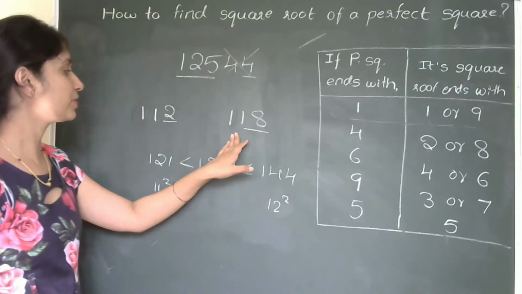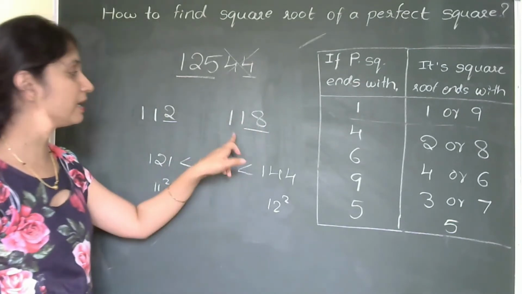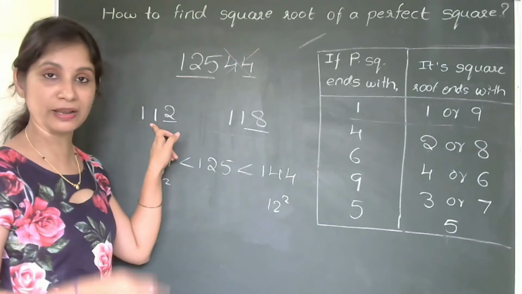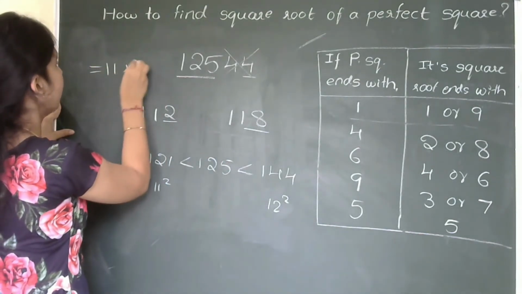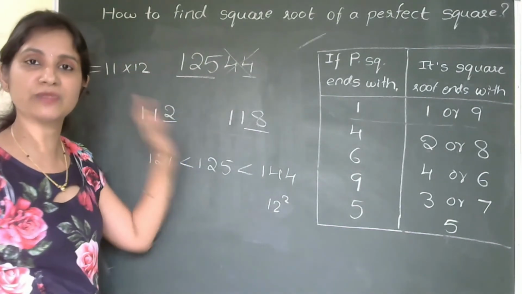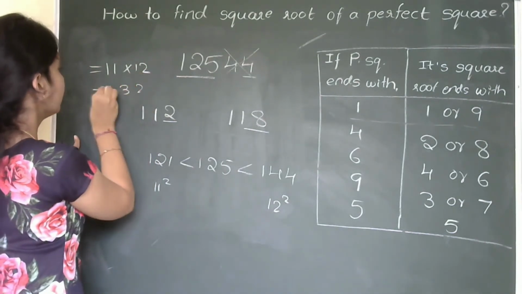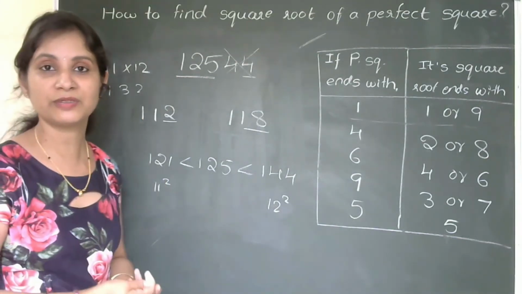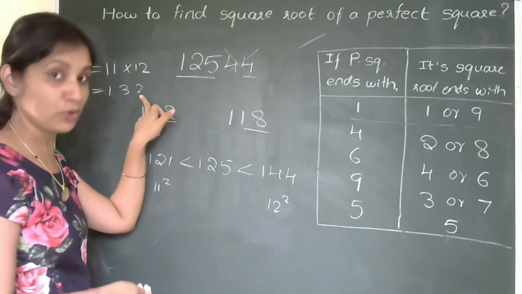Now my question is, which one is correct? 112 or 118 is the square root. For that, what will we do? We will multiply this 11 by the very next number. Yes, 11 multiplied by 12. We have already learned the crisscross method, which is very easy. You will write 1, 2, and 2 plus 1, 3. I have shown this in my channel. Please go for that video. Yes, 132 is the product.